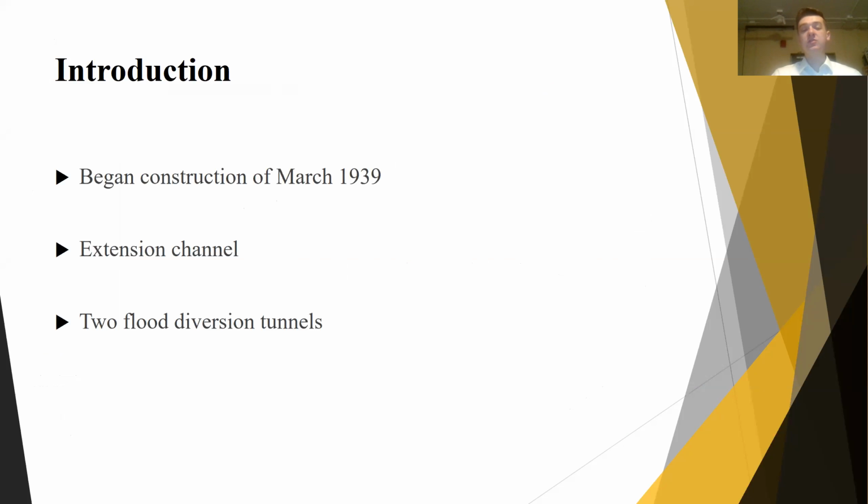To begin, construction started in March of 1939 under the direction of Robert Hugman. His idea was to create an extension channel and two flood diversion tunnels to eliminate any further possible flood disasters, such as the one that happened in 1921. Just to give you an idea of how massive this project was, 56 kilometers or 35 miles of river channels had to be widened, straightened, or deepened to allow construction to begin.